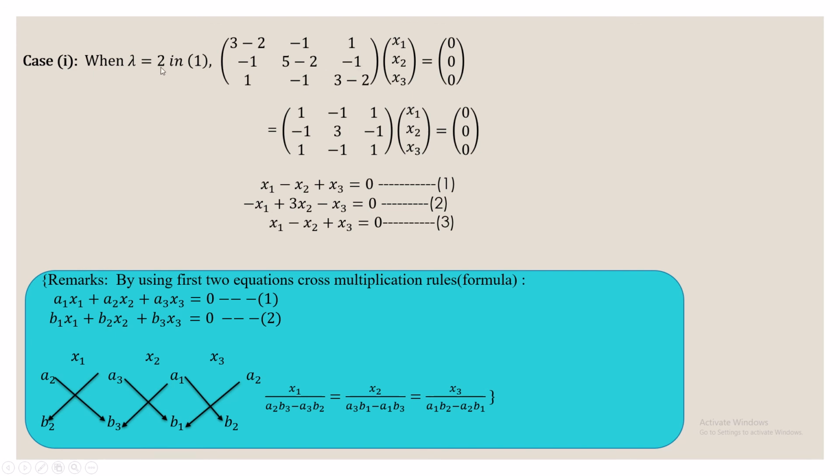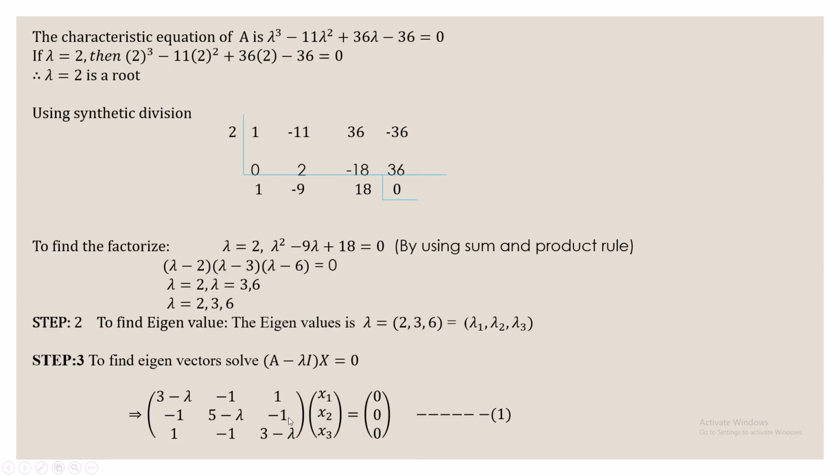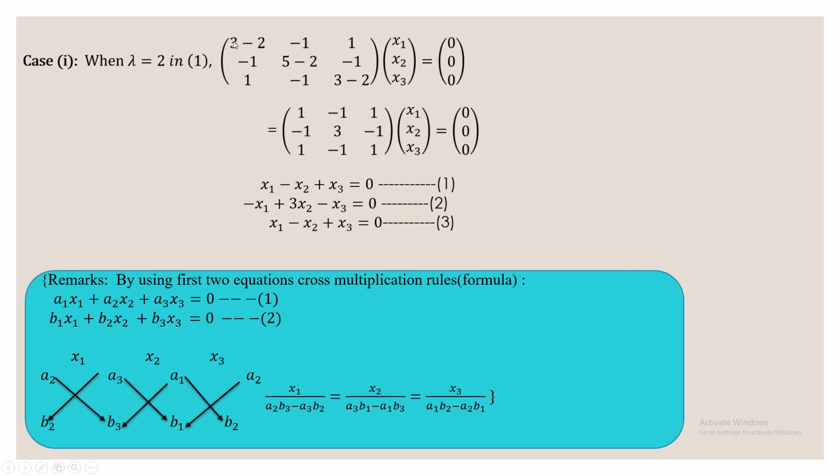All the lambda you have to put into it. Call it the first lambda equal to 2, that is case 1. With the help of this equation you can use this, and then after that you have to solve like this, and capital X value here x1 x2 x3 and 0 0 0. Now you have to simplify this matrix.